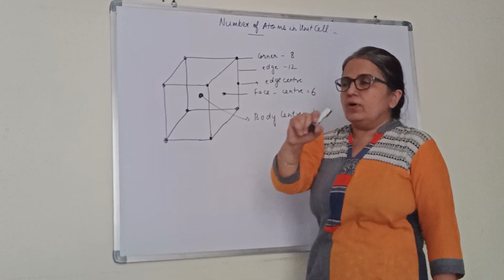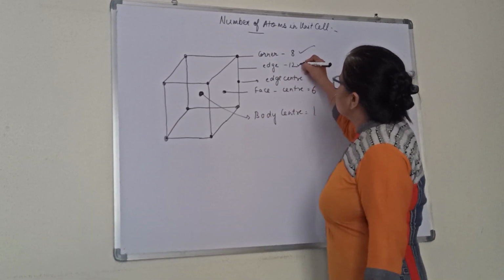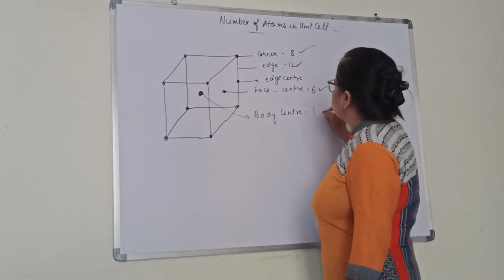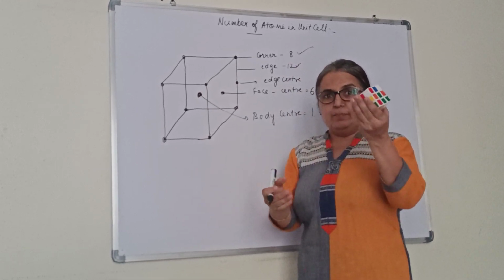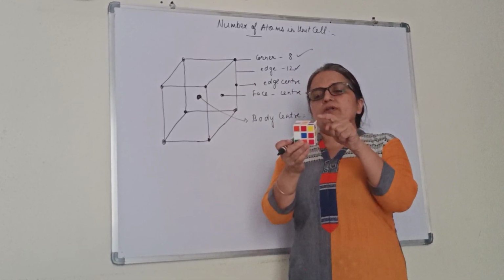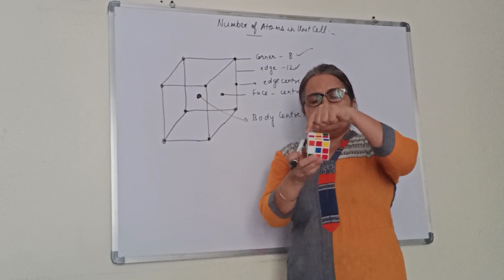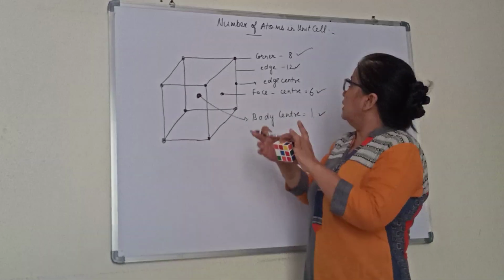So what do we want? We want corners, edges, face centers and body center. Let us take this cube. Everybody must have played with this. 8 corners. How do we say 8 corners? 1, 2, 3, 4 corners here and 4 corners down. So there are 8 corners.